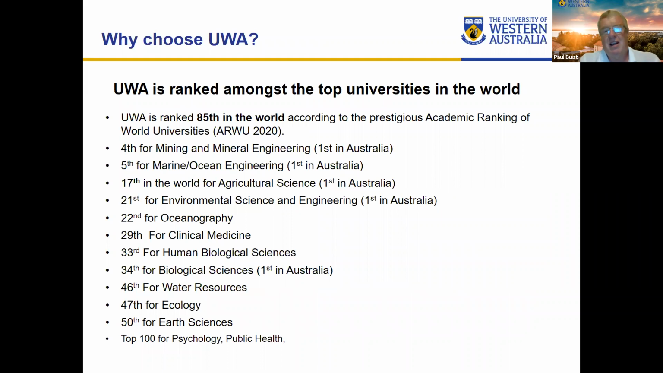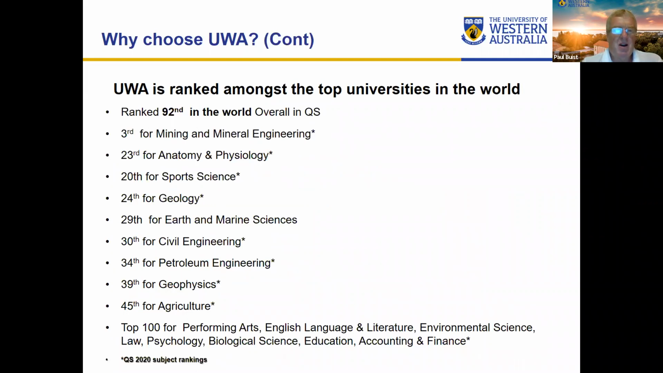Now, the University of Western Australia academically is ranked in the top 100 universities in the world. And it's ranked in the top 100 universities in the world in two different ranking systems. Now, the ARWU, which is the World Ranking of Universities, has UWA 85th in the world, and also in the top 50 in a number of subject areas. And I've just listed them here. They're also in the top 100 for psychology and public health. So as you can see, there's quite a number of areas there where UWA is in the top 50 and ranked first in Australia. The other big ranking system is the QS system, and we're ranked 92nd in that.